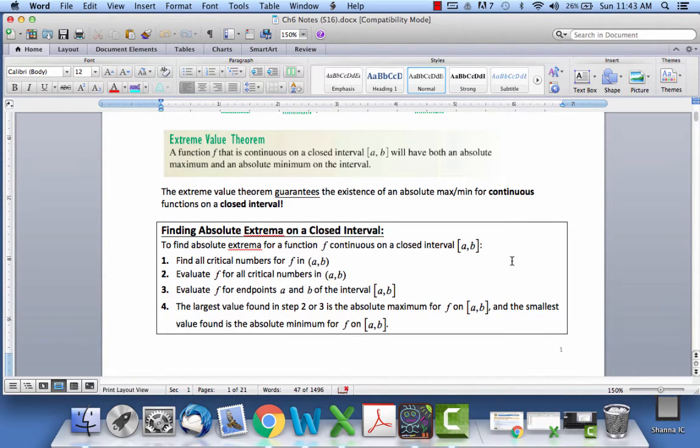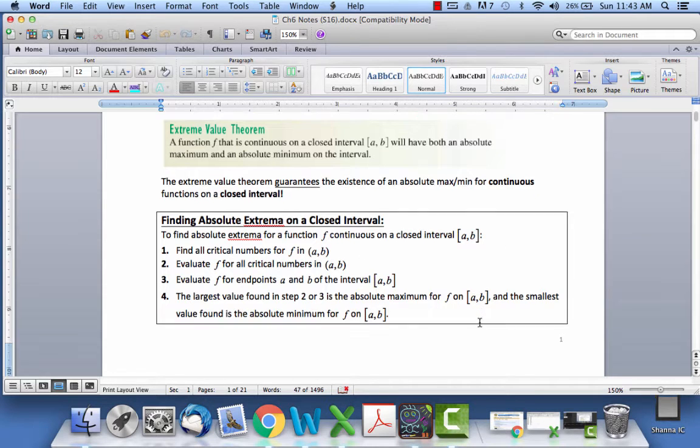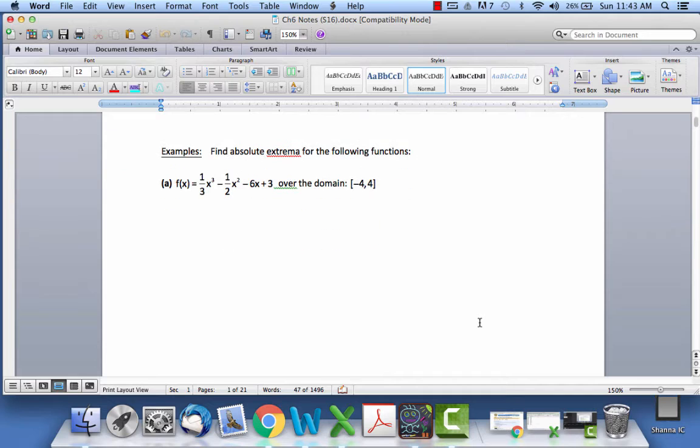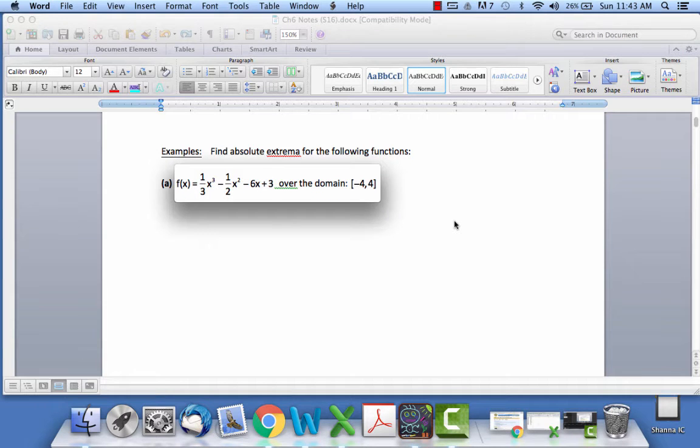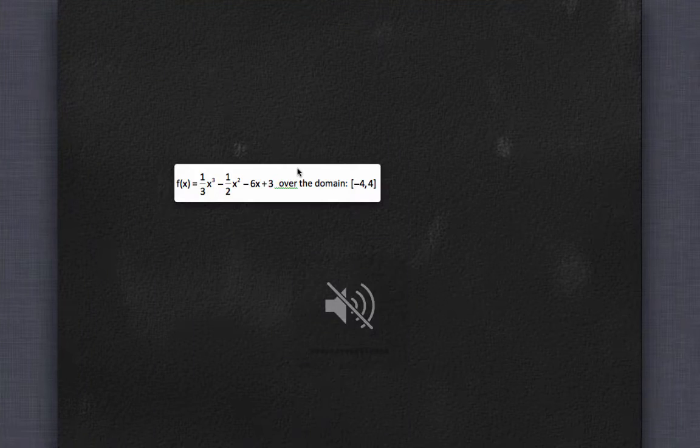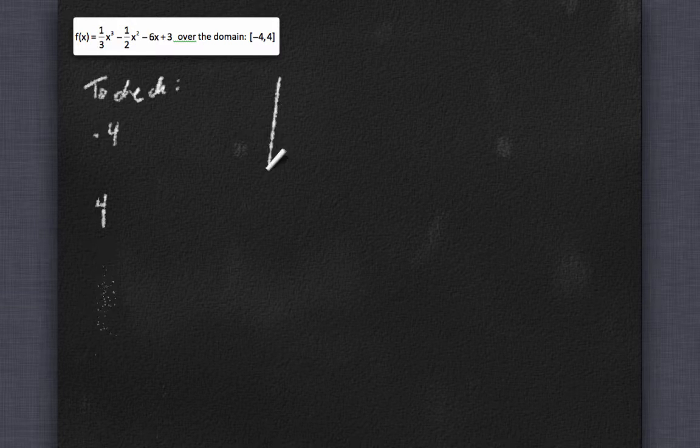Okay, so if it's a closed interval, you're guaranteed these things, and the place you look is the critical numbers and the endpoints. Okay, so the first thing we do, we know we're going to check the endpoint. So we're looking for all the places to check. And we'll have -4 and 4 for sure.